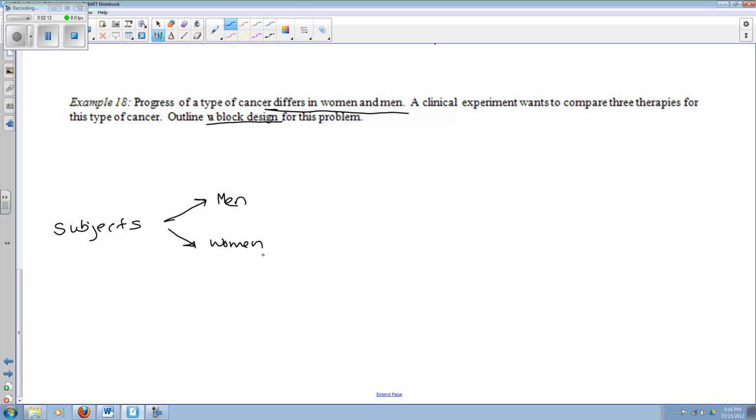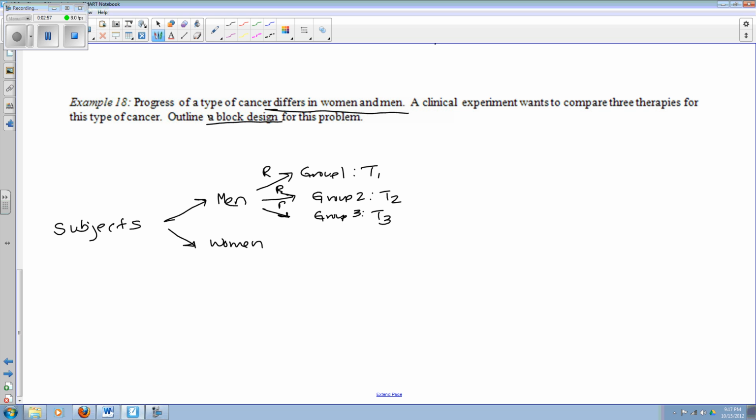Within the group of men, we'll start with, it says they want to compare 3 different therapies for this type of cancer. So the men are going to be split up into one of 3 treatment groups. We can put it as group 1, and I'm just going to write treatment 1. We don't know what they are. We didn't specifically say what they are. Group 2 would be treatment 2, and group 3 would just be treatment 3. Now for this step, we need to label this. This is going to be random. You need to randomly assign them into different groups.